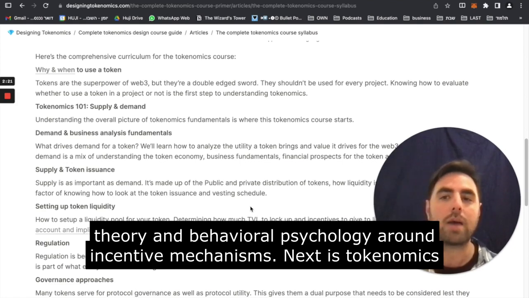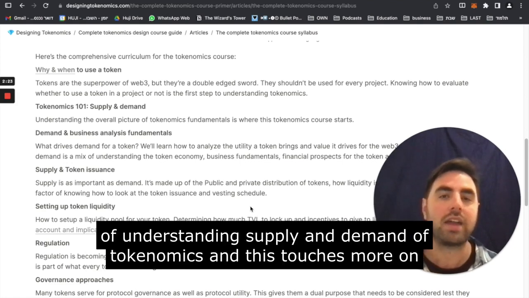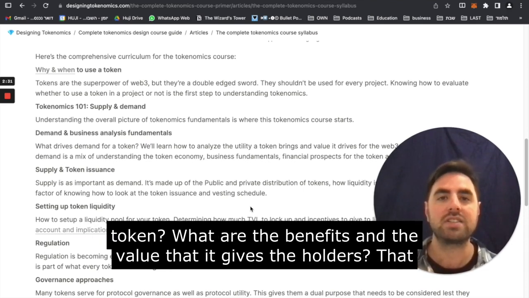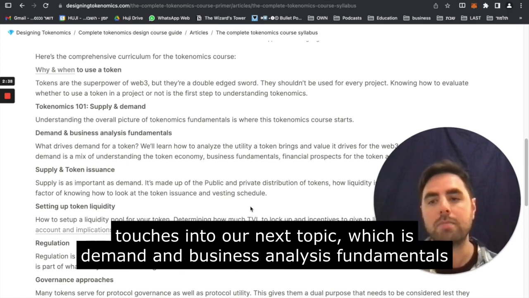Next is understanding supply and demand of tokenomics. And this touches more on economics and finance. Why do people buy a token? Why do people sell a token? What are the benefits and the value that it gives the holders? Right. That touches into our next topic, which is demand and business analysis fundamentals.